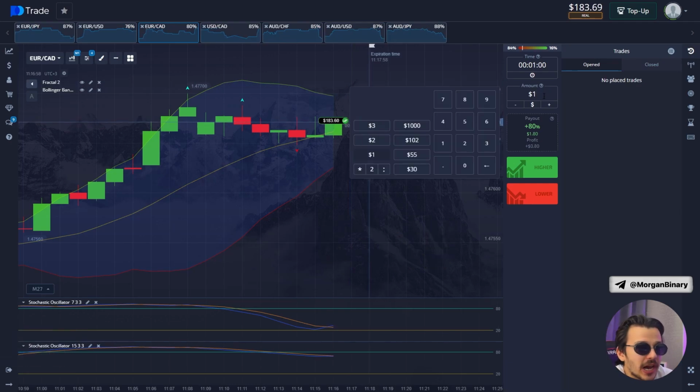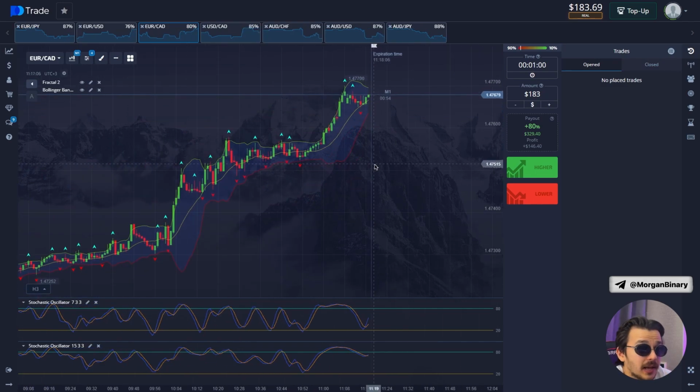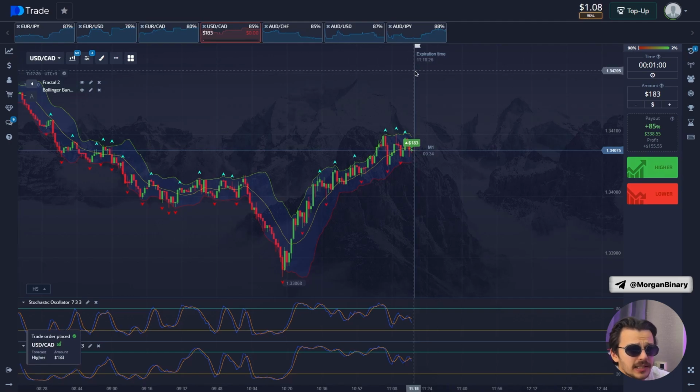When you see such a character of movement and such a combination of indicators, then open a deal on the upside. Consider exactly the same inputs, but we will open a deal on the downside, and let's pick up the next currency pair. Let's consolidate the result.